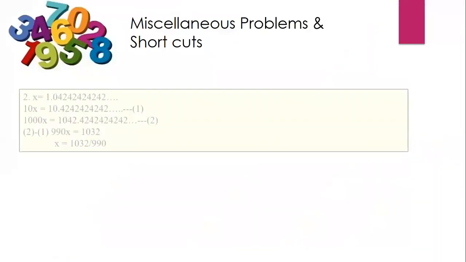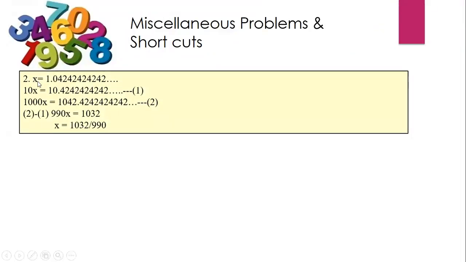Similarly, we'll try out the next problem. Let x is equal to 1.0424242 and so on. Now the repetition occurs only from here. So first we'll multiply this by 10. So 10x is equal to 10.42424242 and so on. When we subtract these two, I will not be able to eradicate all the decimal values. So we need to go further and multiply this value by 1000. Then we'll get 1042.424242. Now when we subtract 2 and 1, all the decimal values will get eliminated. Finally we'll have 990x is equal to 1032, or x is equal to 1032 by 990.